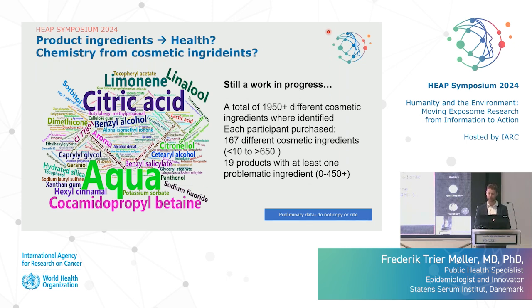This is about what if we could look at product ingredients. This is also something that we're currently doing and hoping to finalize during 2024. This is a word cloud of all the different chemical exposures that the smaller Danish cohort were exposed to. We found almost 2,000 different cosmetic ingredients identified, and we found a very broad variation in the exposure from each individual, with, on average, each individual having 19 products with at least one problematic ingredient, spanning from 0 to 450.